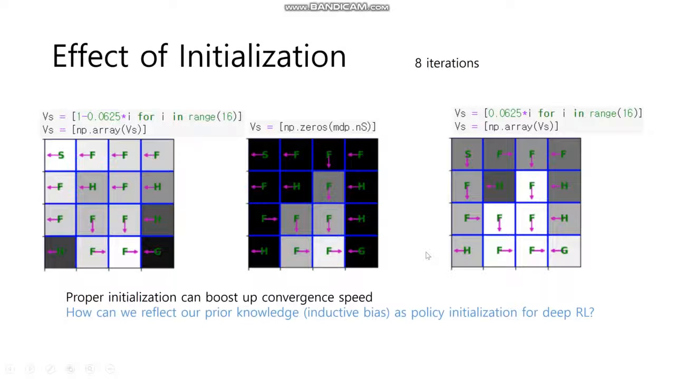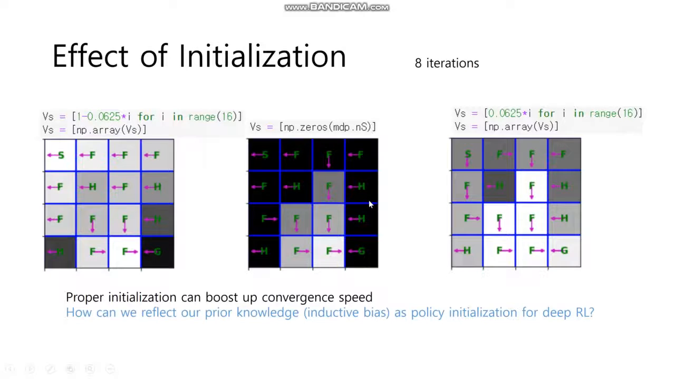This slide is about the effect of value initialization. So far, we have initialized the value function with zeros for all states. But actually, proper initialization can boost up the convergence speed. After 8 iterations, the zero initialization scheme has barely converged. But we have prior knowledge that after convergence, the optimal value function is going to be higher near the goal state and lower near the holes.